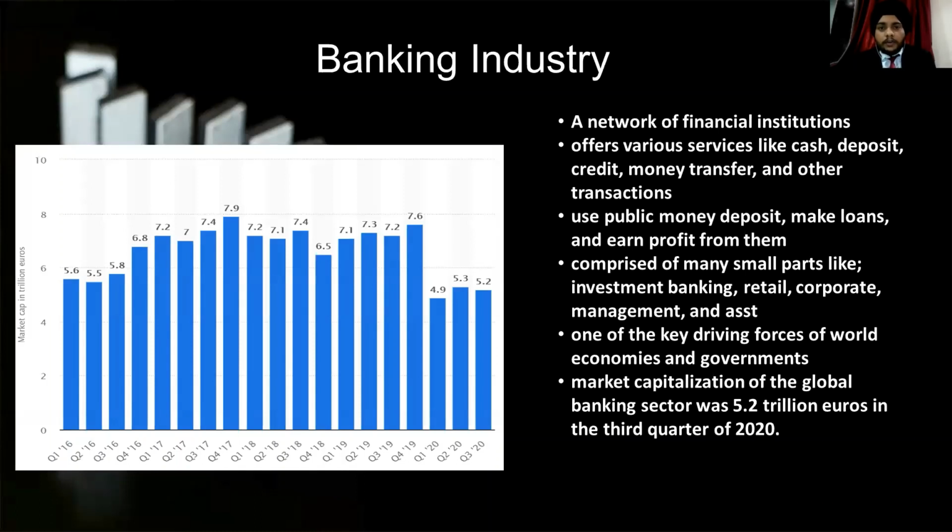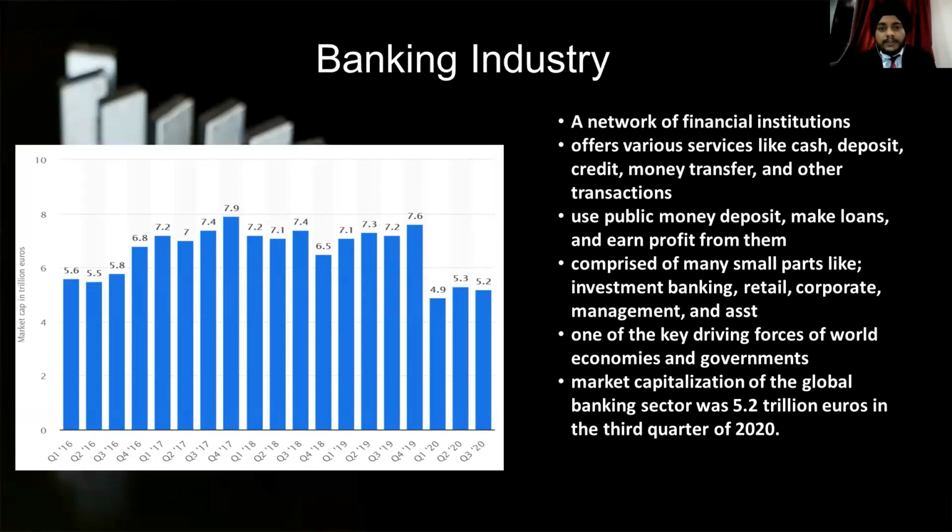So we'll start by giving you an introduction on the banking industry worldwide. Banking industry operates as a network of financial institutions and it offers various services like cash, deposits, credit, money transfer and other transactions. Banks use public money, which are deposits, to make loans and earn profit from them. These loans can be business loans, car loans, personal loans and mortgages.